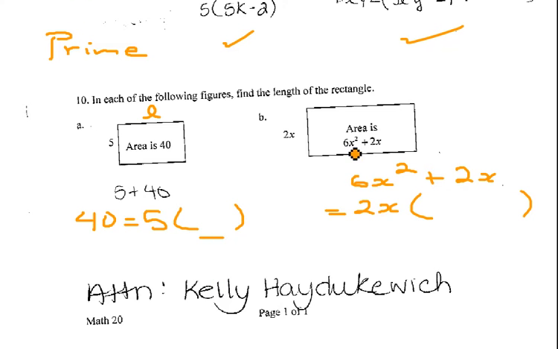Same thing with this one. 6x squared plus 2x is the area. If the width is 2x, then what would be our length? And we just have to factor the 2x out from the original polynomial. And this right here would be your width, or your length.